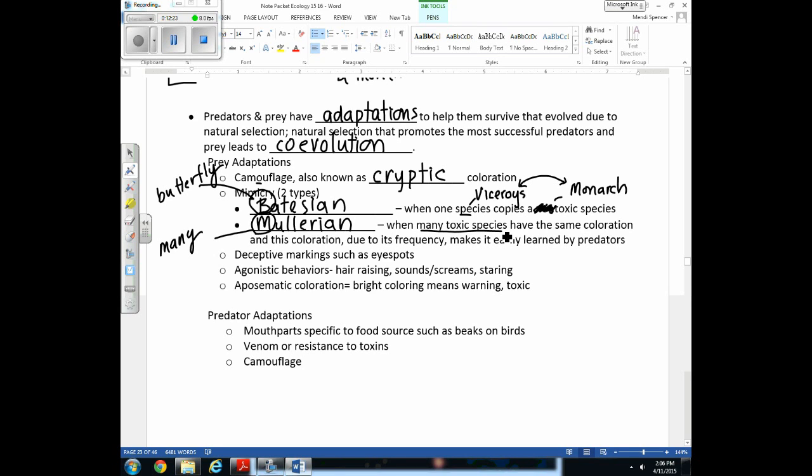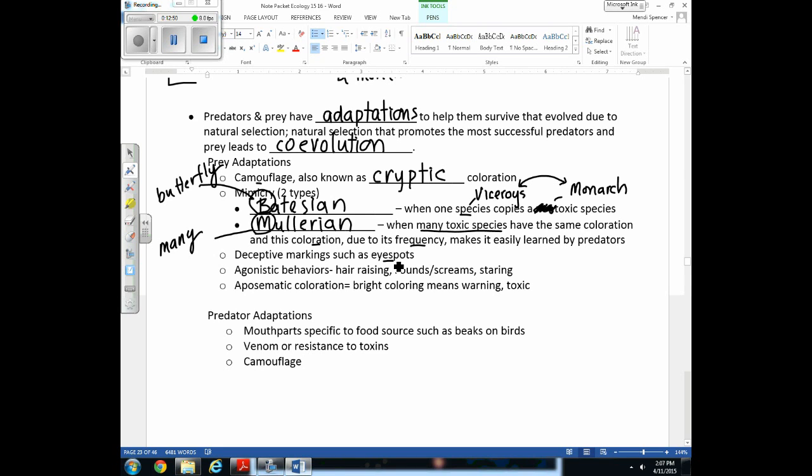So, for example, if you see something yellow and black flying at you, then you have a tendency to think that it's a bee, it's a wasp, it's something that is going to sting you. Since many species have this coloration, its frequency makes it easily learned by predators because so many different species have that coloration.